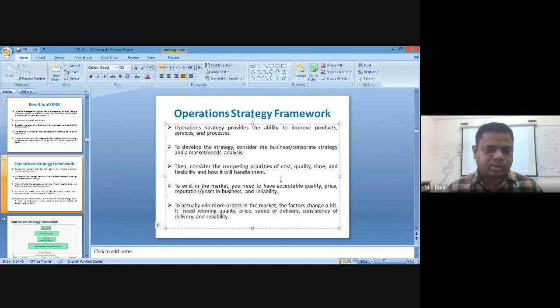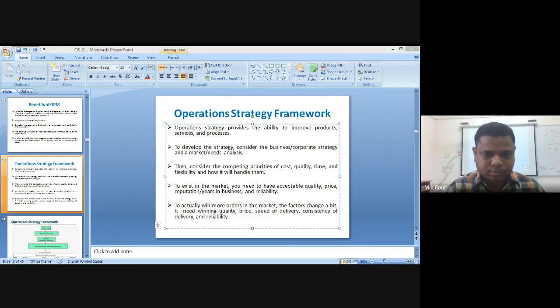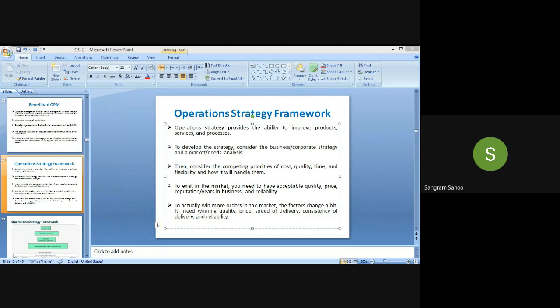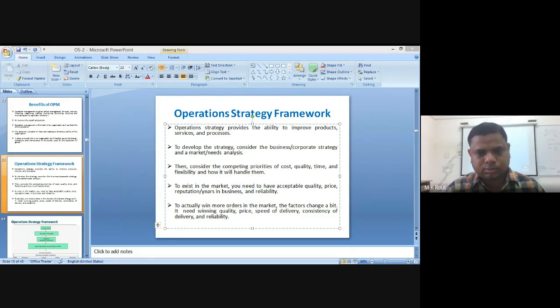So whenever you implement operational strategy, for example, in case of automobile sectors, especially with reference to two-wheeler bikes, which company sells more bikes across India? Which bike company? Honda or Hero? Honda. That is Hero. Hero. Okay.